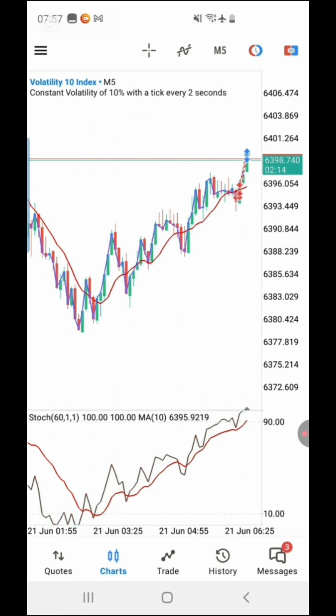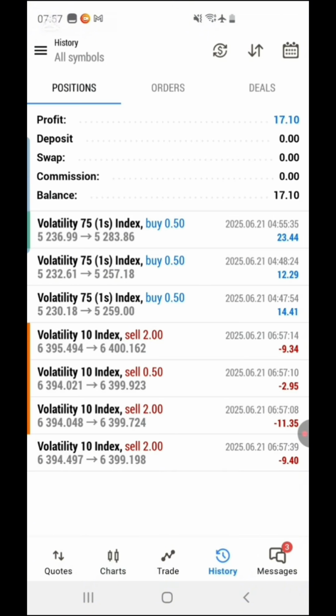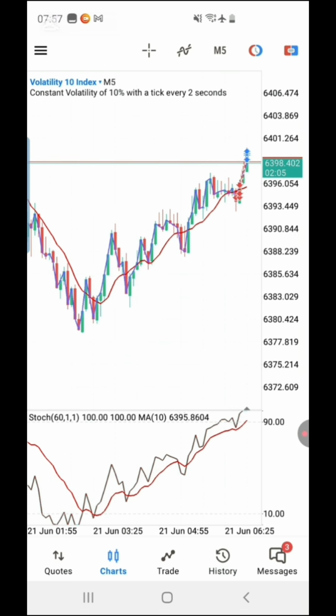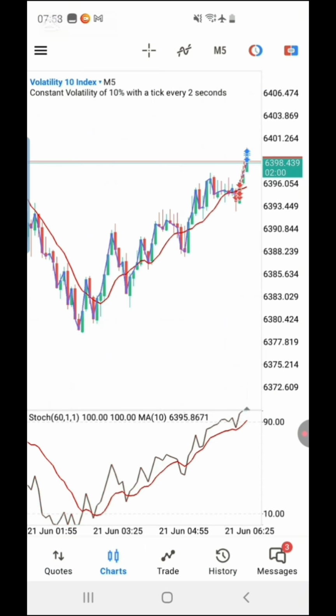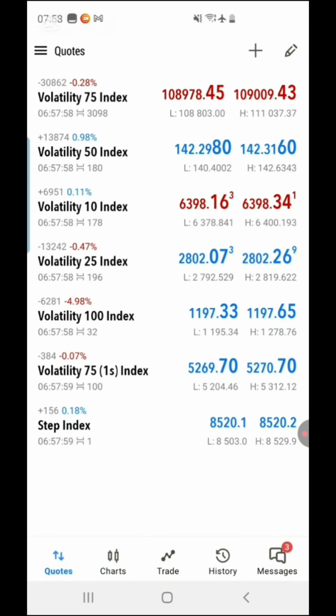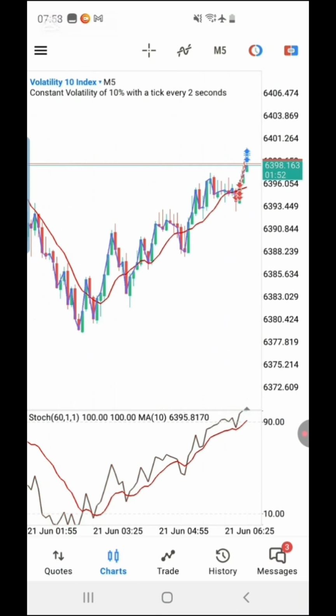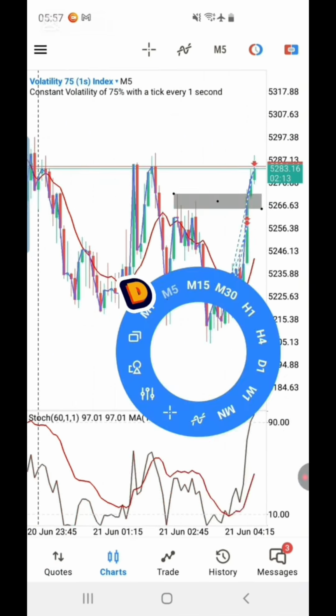My plan was not to risk more than $20, but unfortunately I've lost more than $30. But it's okay, it's fine, I just have to be more careful while making my next entry. So my next entry, we are going all out. Once we see a good opportunity, we go all out. Stay tuned.